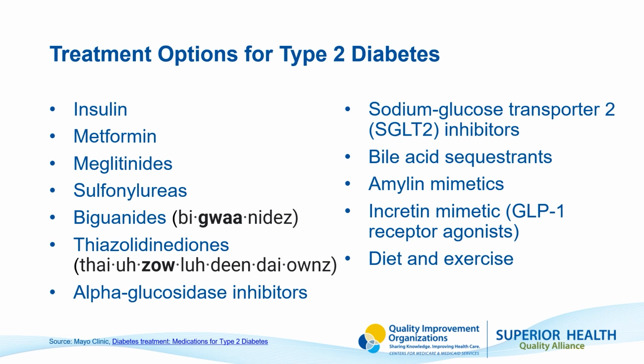SGLT2 inhibitors and GLP-1 receptor agonists. These are a newer class of medications that work in different ways to control blood sugar. Sulfonylureas, another class of medication, can help increase insulin production. Diet and exercise are always a treatment way with prediabetes. All of these medications work in different ways depending on your regimen and what works best for you. It's important to match the medication with your specific signs and symptoms to manage diabetes effectively.